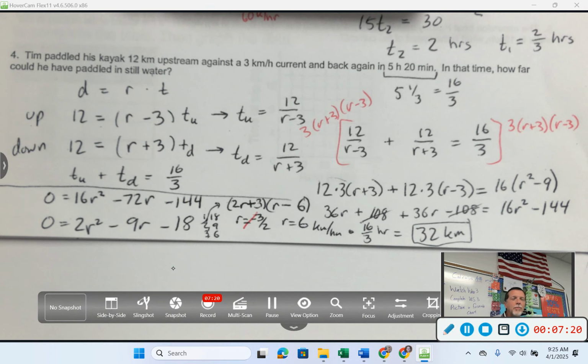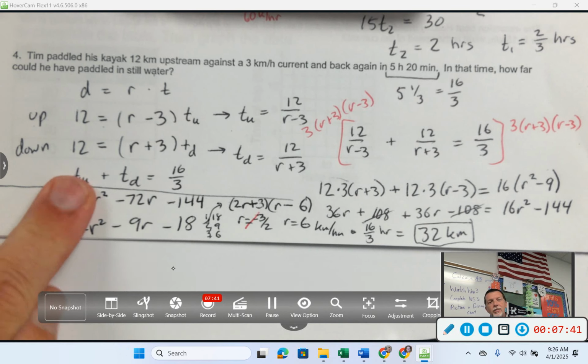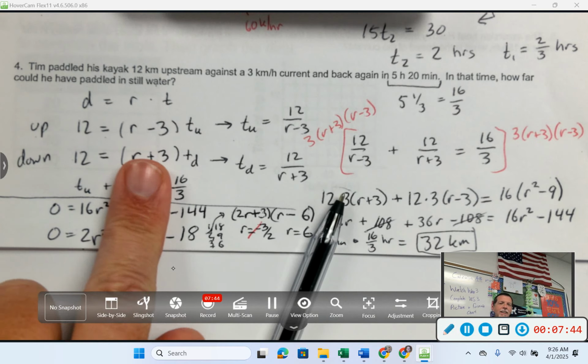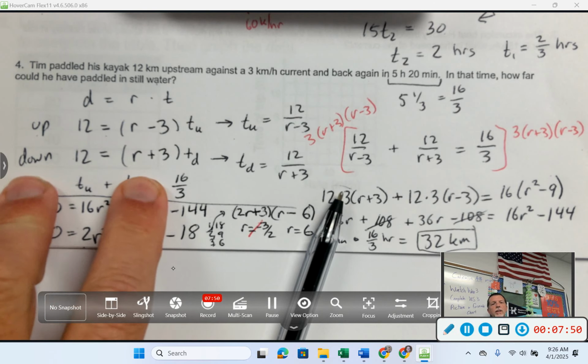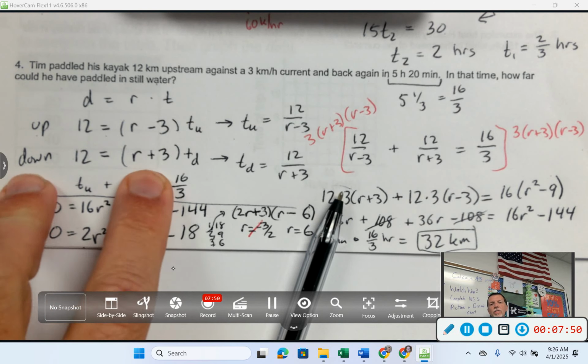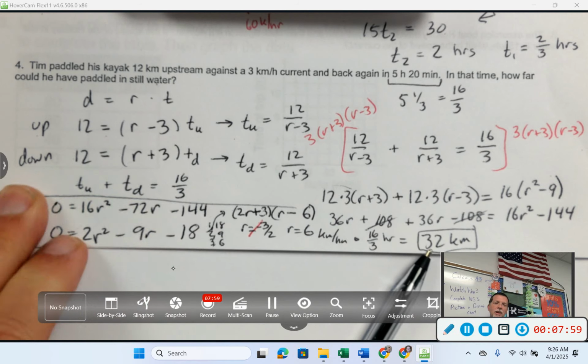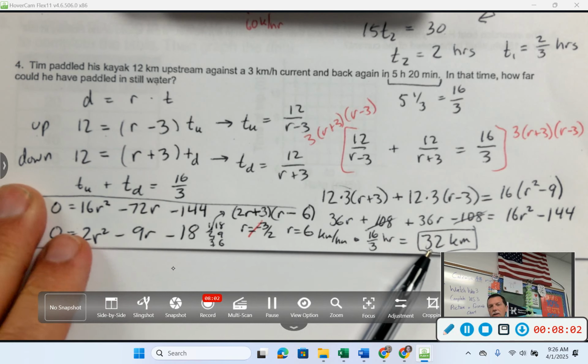Some people don't like that because how far did he travel in his 5 1/3 hours? 24. And part of that was with the current, part of that was against the current. So on some level it feels like, wouldn't that have just sort of canceled each other out and he'd have gone 24? But the answer is no, because when he's fighting the current, it takes him a long time to cover that 12 kilometers. And when he's with the current, it doesn't take him very long to go that 12 kilometers. So if he could just have still water, he'd go a lot farther than fighting and going with the current.